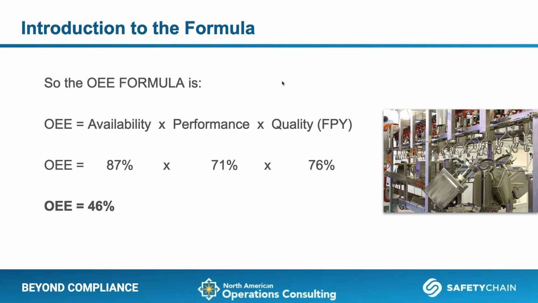So the OEE formula is the three multiplied by each other. So we've got the 87% times the 71 times the 76, and just like we mentioned earlier, it comes out at 46%. Oh my gosh. One of the things that we might talk about in the questions is, why is OEE maybe not as used as some other topics, and as good of a tool as it can be, why isn't it used more?